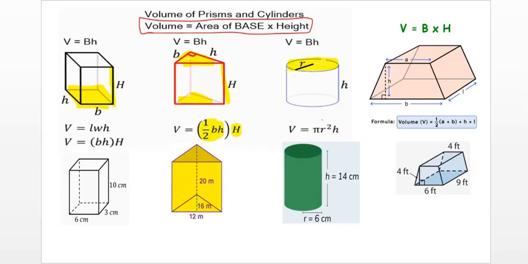In case of a cylinder, if you cut it into slices, or if you take the cross section, or you take one of the faces, it is a circle. So what is the formula for finding the area of the circle? It's pi r squared, then you will multiply it with the height.